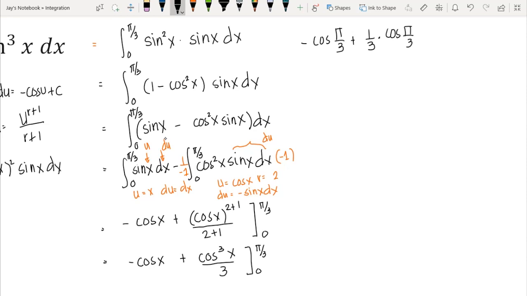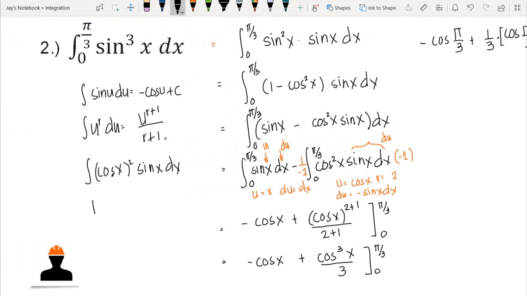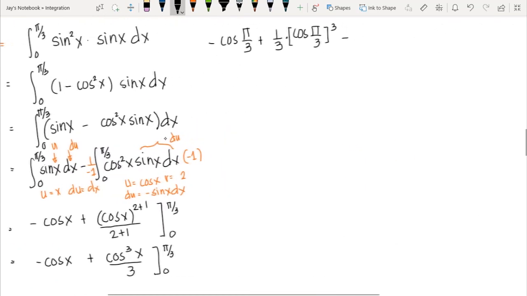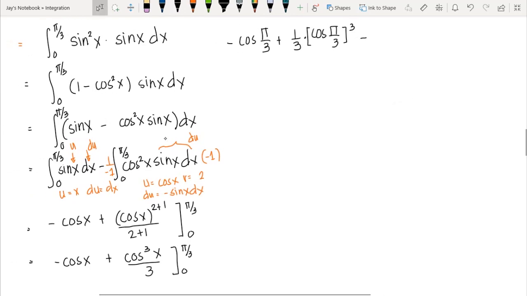Now take note, our cosine x here is raised to the third power. Then we have the minus, since from the definite integral, we have the function of a minus the function of b. So in that case, we use a negative sign in between the two functions. Now we minus. Now take note, you always put a bracket, since we have two terms here.